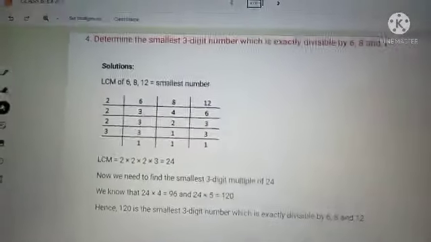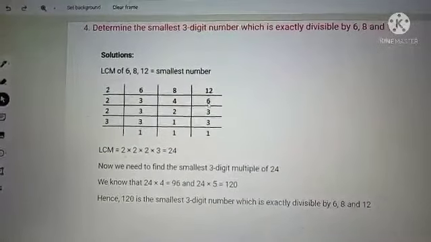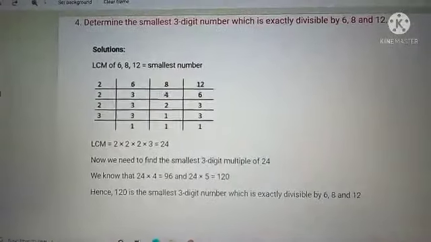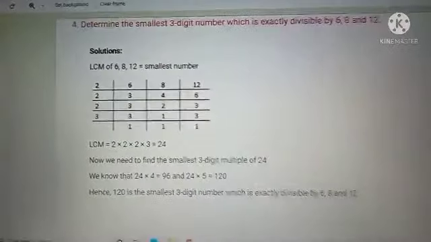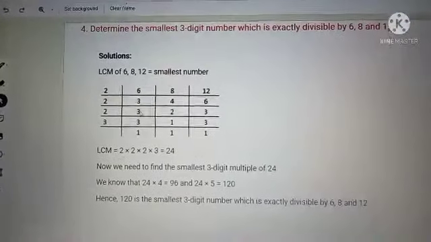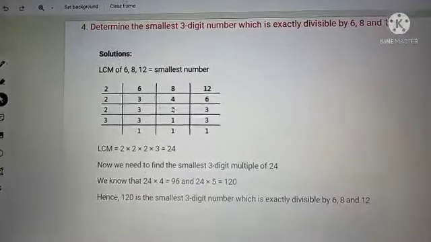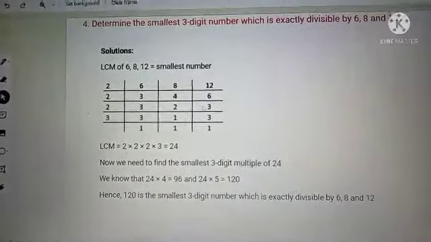6 divided by 2 is 3. 8 divided by 2 is 4. 12 divided by 2 is 6. Now we are going to divide it with 2 again, because 4 and 6 are divisible by 2. So 3 we will write as it is. 4 divided by 2 is 2. 6 divided by 2 is 3.